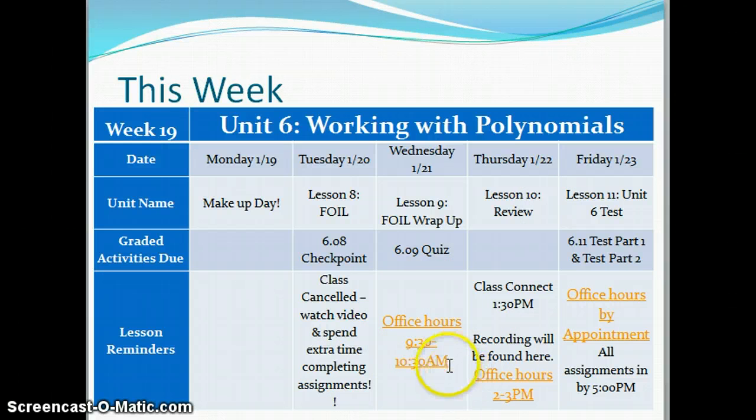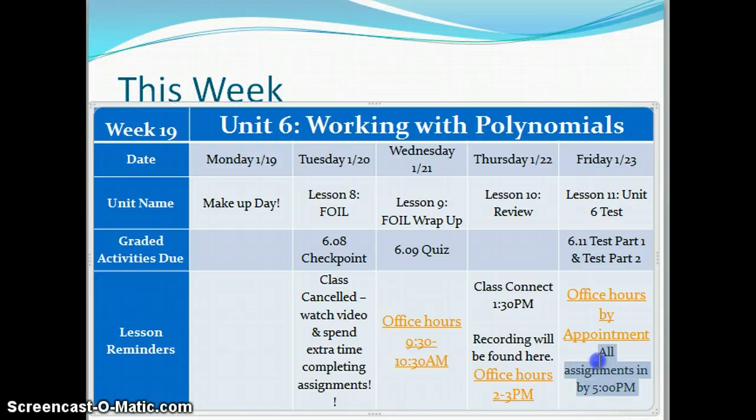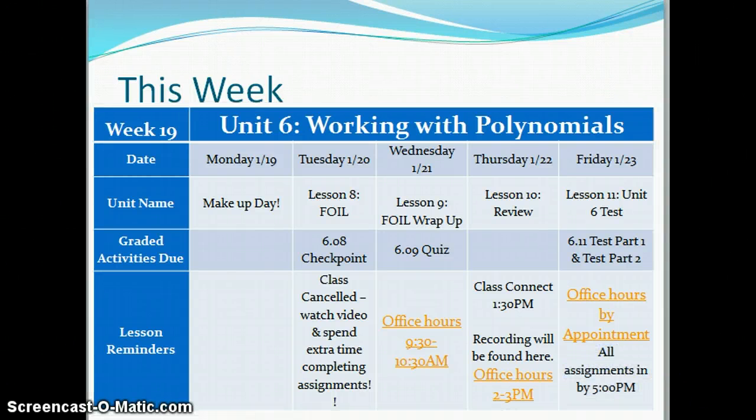I will have them on Wednesday morning at 9:30 to 10:30, Thursday from 2 to 3, and then if you need any extra help or we just really need to push you through, we can talk about meeting on Friday as well. Please note that your assignments are due by 5 p.m. on Friday unless you have an extension that changes that date for you, and I will have already contacted you in regards to that extension.